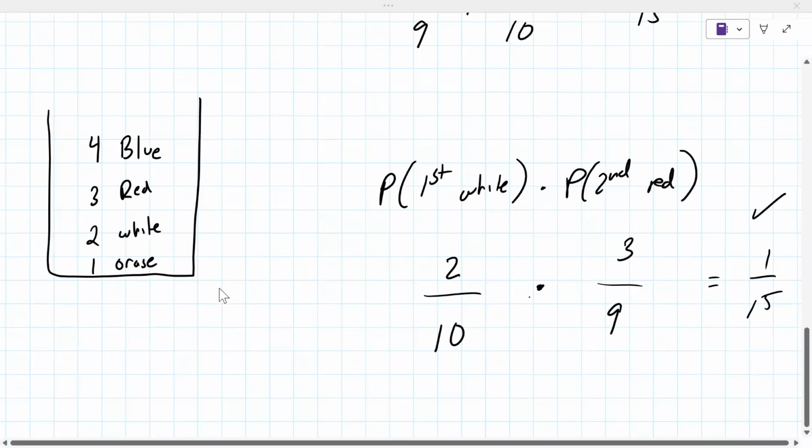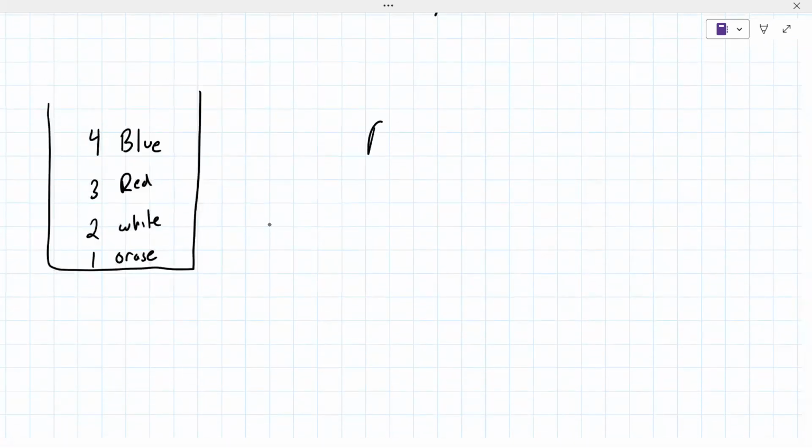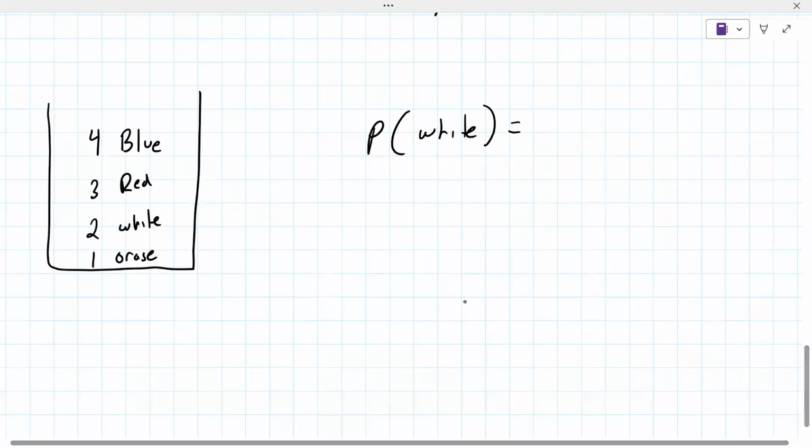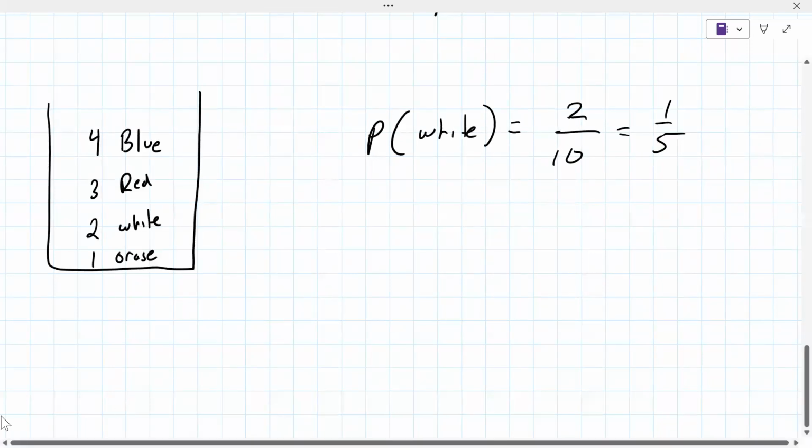Actually, let me back up. We'll do one more of these because that will help lead into this. What is the probability of choosing just a white? What would that be in this problem? Just a white. 1/5. Okay. So it's okay to say 2 out of 10, which reduces to 1 out of 5. Perfect. All right.